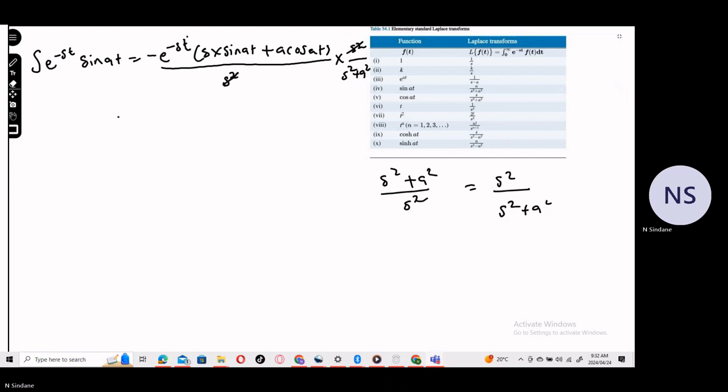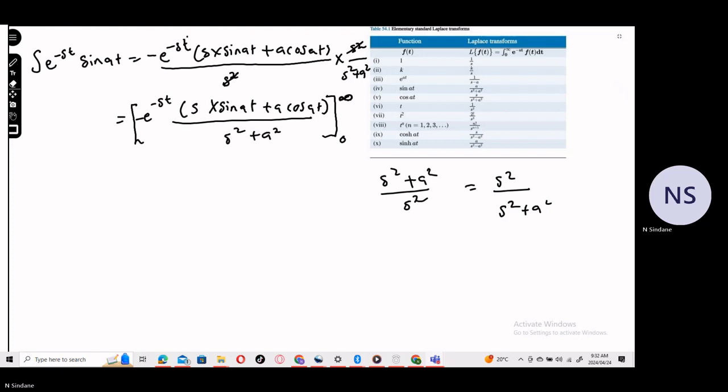Then I'll be left with negative e to the power negative st into s multiplied by sine of at plus a cos of at over s squared plus a squared, right? Then this must be substituted into that Laplace. To make things easy for yourself, this will be from 0 up to infinity, right?